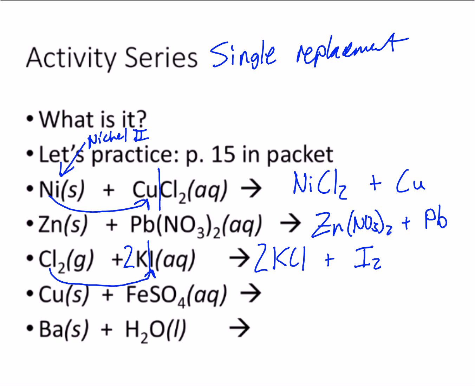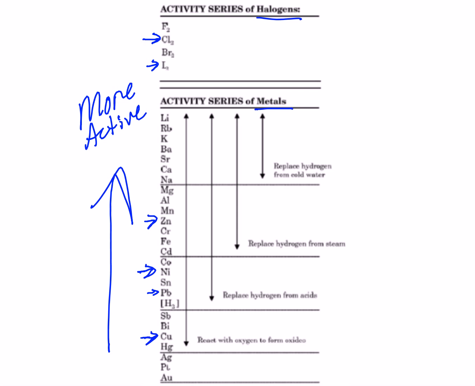There we go. That's how it's balanced. All right, the next one. Copper. Who is copper going to try to replace? Iron. Let's see if it'll happen. Here's iron. And copper, we've already said, is way down here at the bottom.